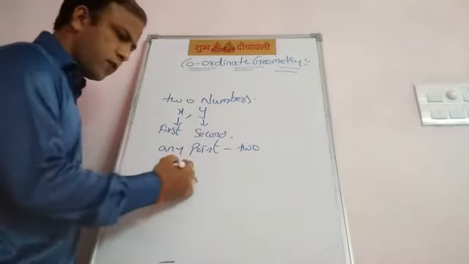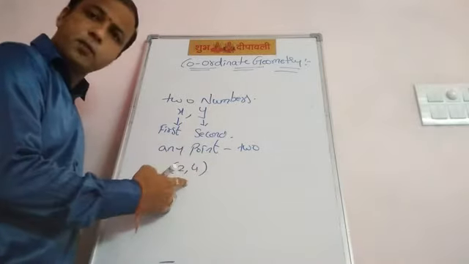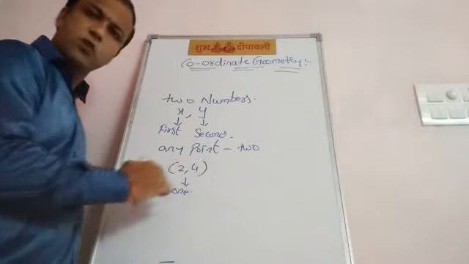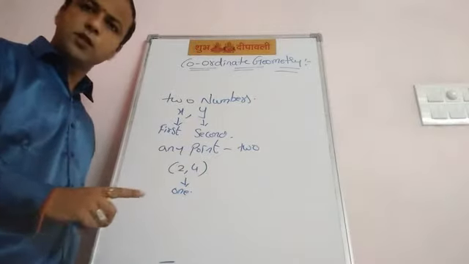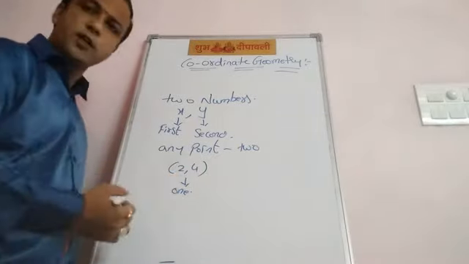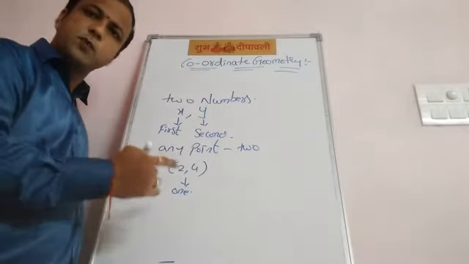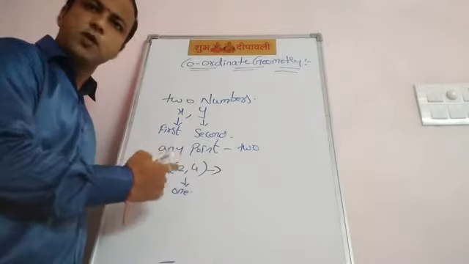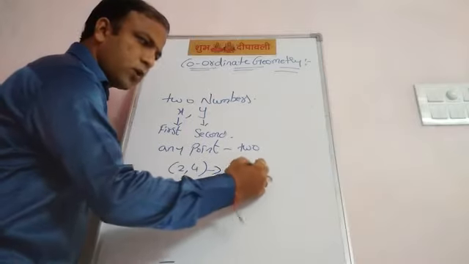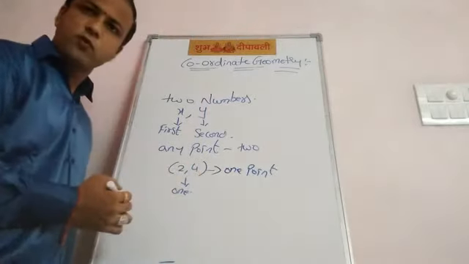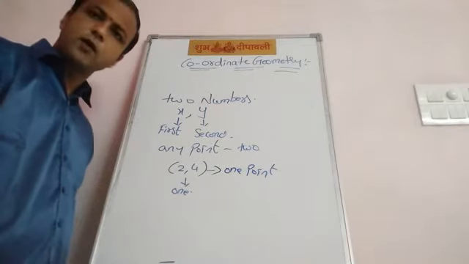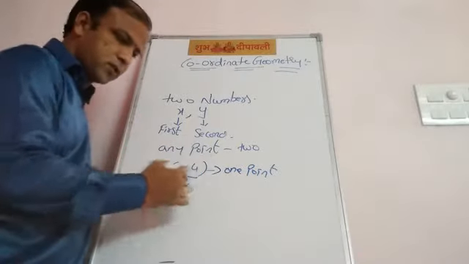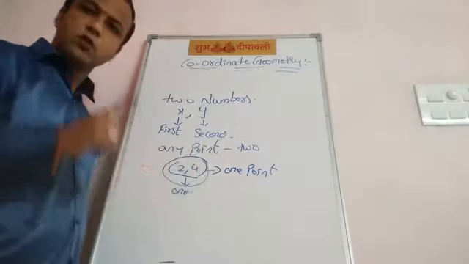So if we write the numbers 2, 4, it represents only one point in a plane. These two numbers represent only one point in a plane. So what it explains is that every point in a plane is indicated by only two numbers, not any other two numbers. This 2, 4 is represented by only one point. With 2, 4, we can't represent any other point in a plane. This you need to remember. Every point in a plane is represented by two numbers.